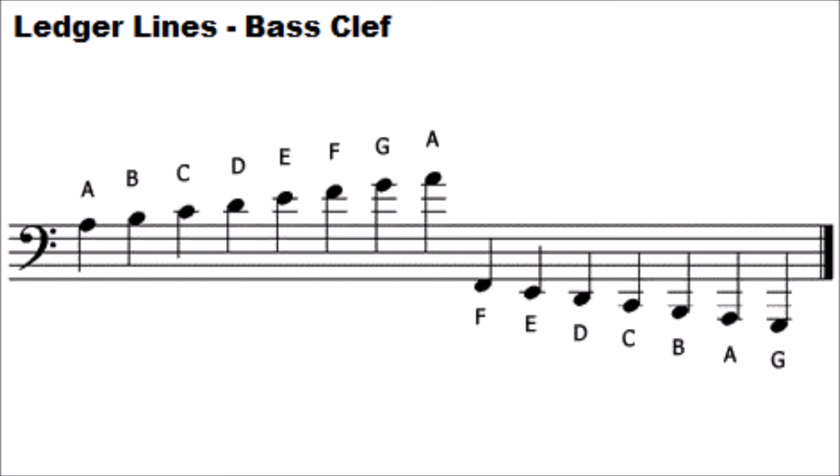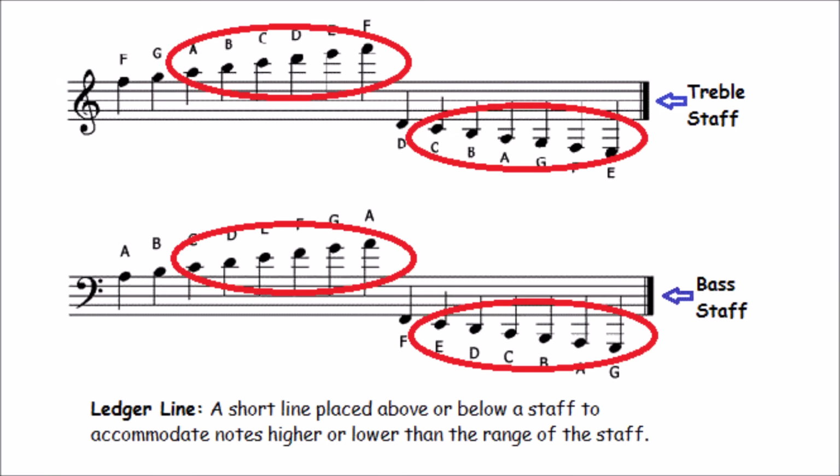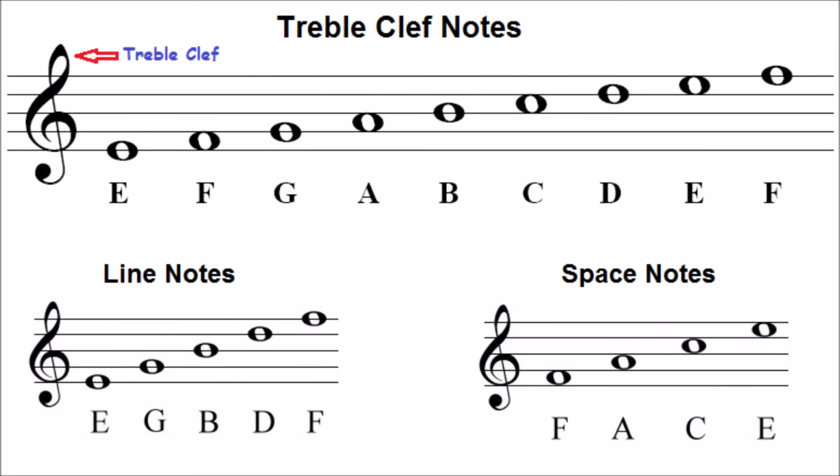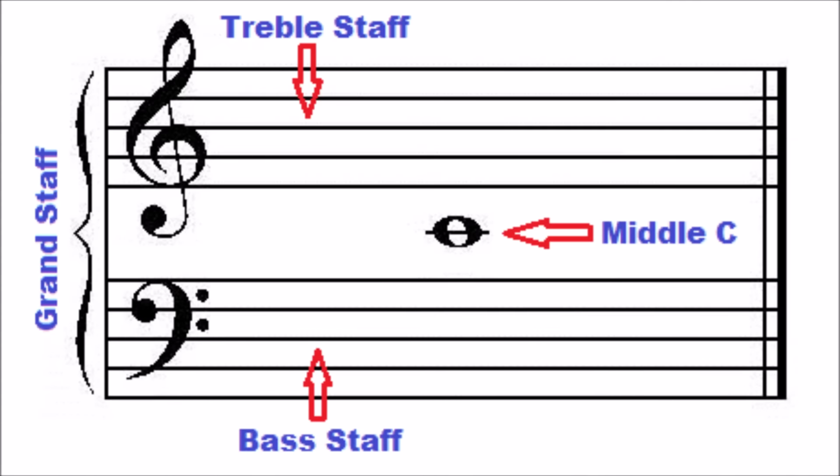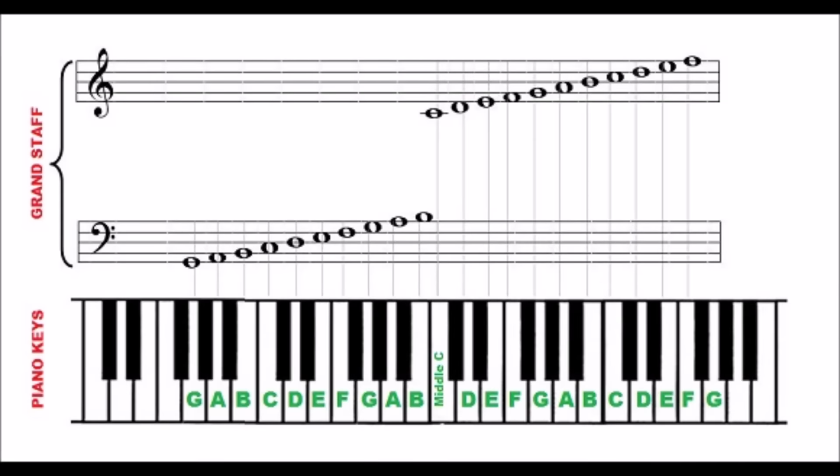The more ledger lines that are added, the more challenging the music gets. Therefore, for now, I want you to focus mostly on the lines and spaces of the treble and bass clef, as well as middle C. It all happens one step at a time. Notes on the staff and how they correspond to piano keys.